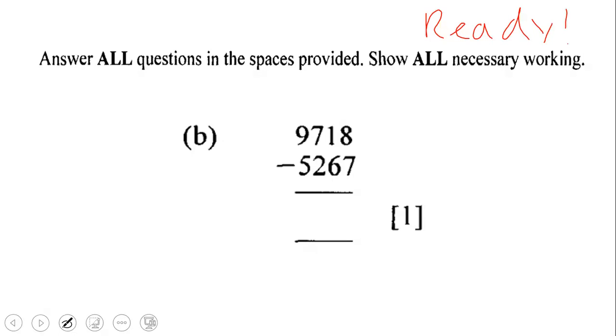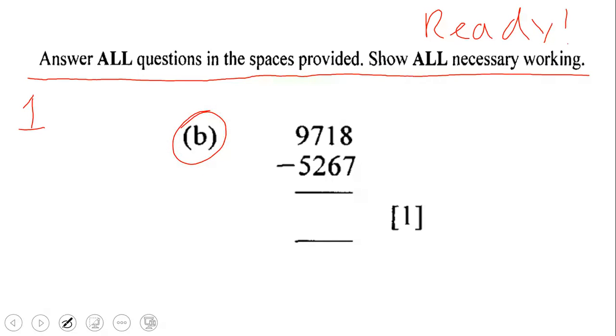We begin by reading the instructions. The instruction states the following: Answer all questions in the spaces provided. Show all necessary working. And there should be a 1 here because this is question 1B. Now, this question 1B is actually a subtraction problem. This question wants us to subtract these two numbers.